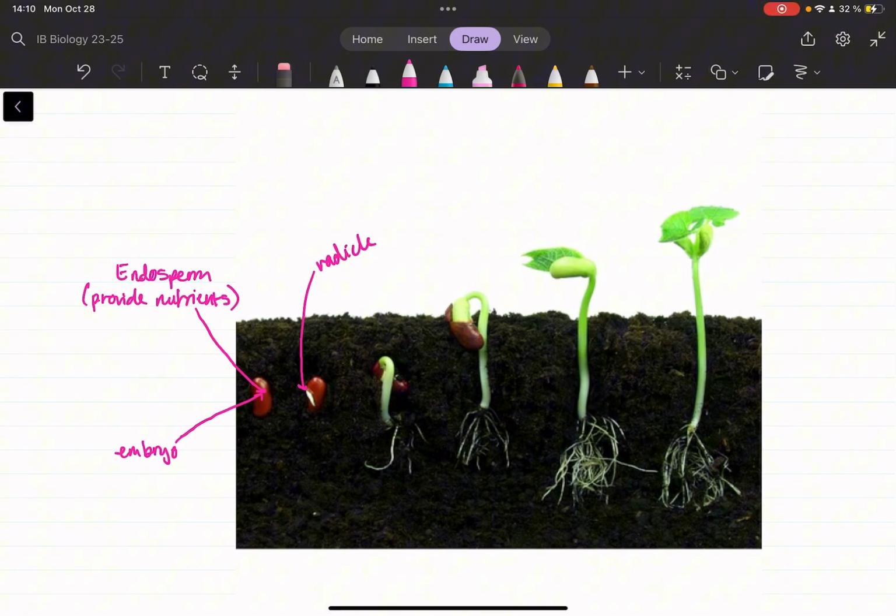And from that, it will start to move downwards because of gravity, and it'll become the root. And so the seed will start to move upwards. And once it's implanted, it will move upwards. And this first part that you can see is called a hypocotyl.